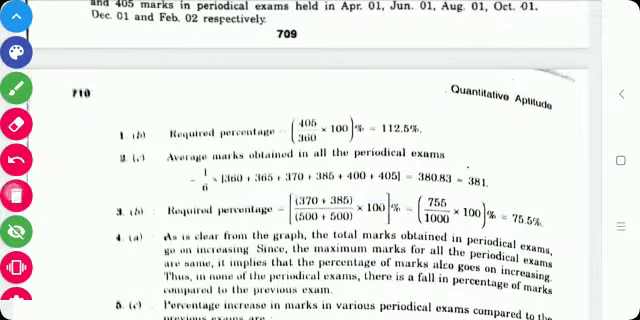So 370 plus 385 upon 500 plus 500, we have to add this 500 plus 500, into 100. So the addition is 755 upon 1000 into 100. So the answer is 75.5%.